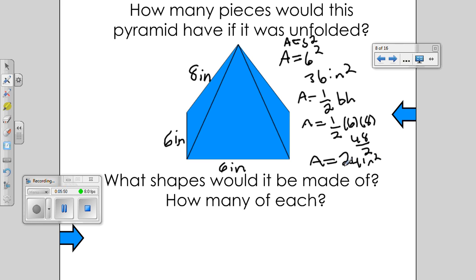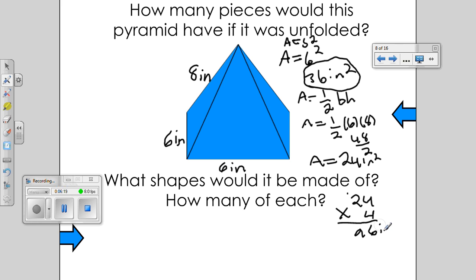But we need to do more of that. We don't have just one triangle. We have 1, 2, 3, 4 triangles up 4 sides on a square. So we got 24 times 4. Let's go ahead and circle this. Times 4 is going to give me 96 inches squared.